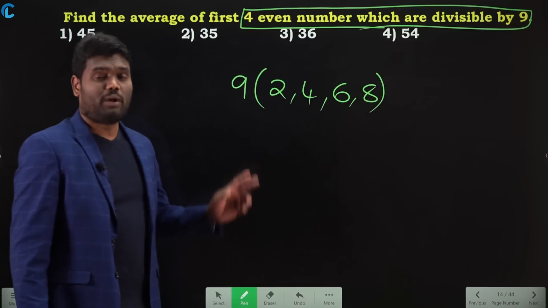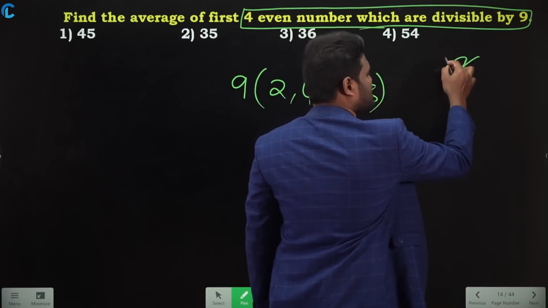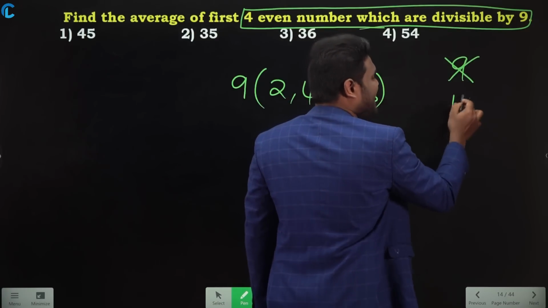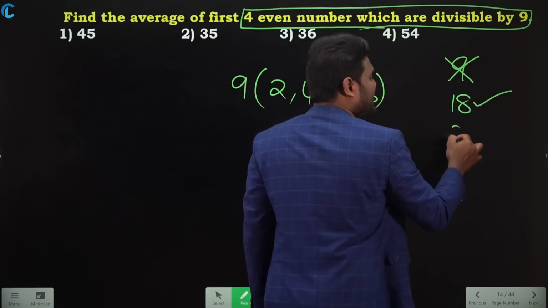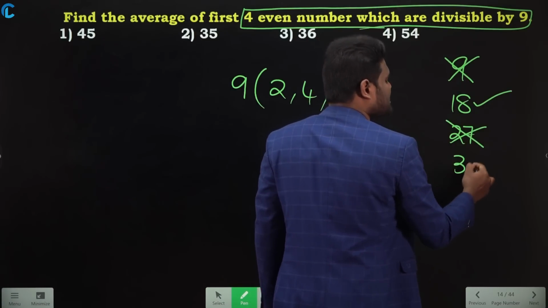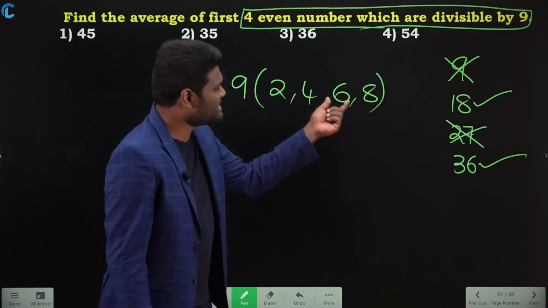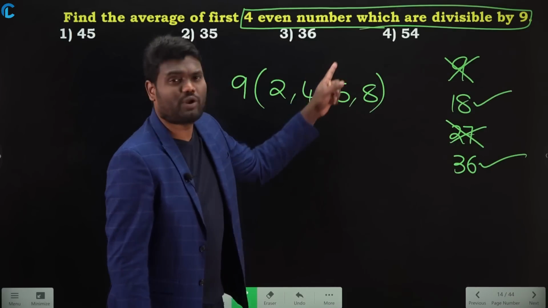Yes or no? Why? Because 9 one time is 9. 9 is an odd number. Yes or no? 9 2 times is 18. It's an even number. 9 3 times is 27. It's an odd number. 9 4 times is 36. It's an even number. So there is a reason for 2 times, 4 times, 6 times, 8 times. So the first 4 even numbers.